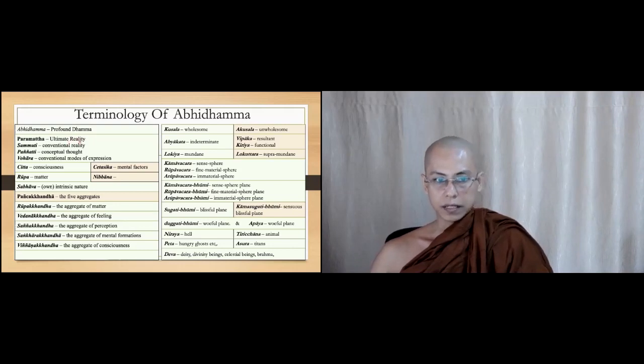Paramattha is translated as the ultimate reality, and Sammuti is conventional reality. Under that, the Panyati, conceptual thought, and also the word Ohara is not used much in the Abhidhamma teaching, but this is the synonymous word of the Panyati. That's why I include here conventional modes of expression, the Ohara. These are usage. Then 4 types of ultimate reality.